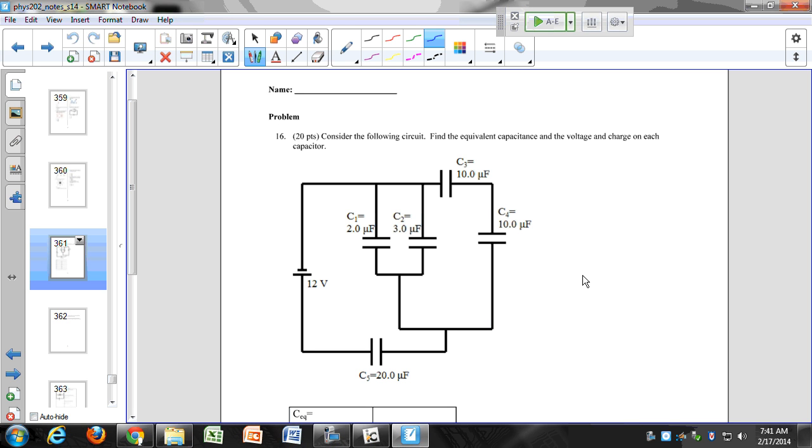Now this isn't homework. This is number 16 in the old exams, exam number 1. You can do this how you like. Usually we start on the big side of the battery and go around the positive side, but you can go the other way too. It's fine.